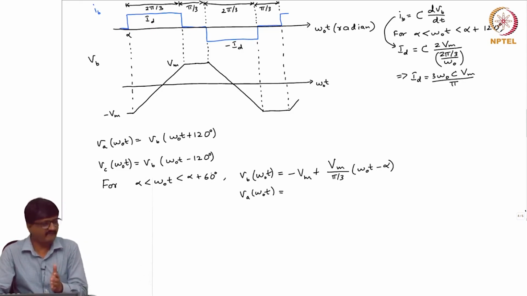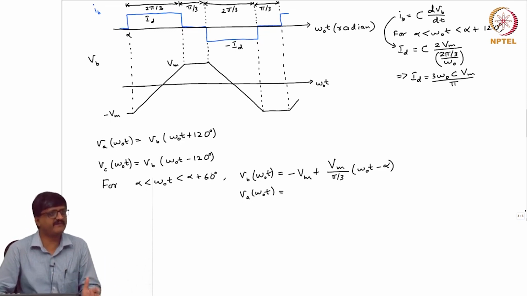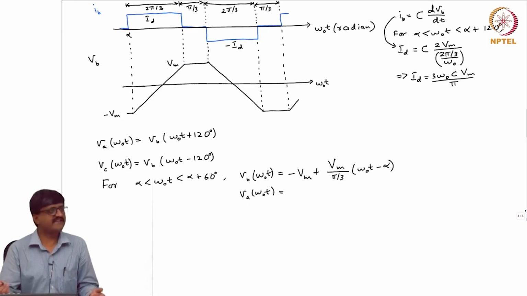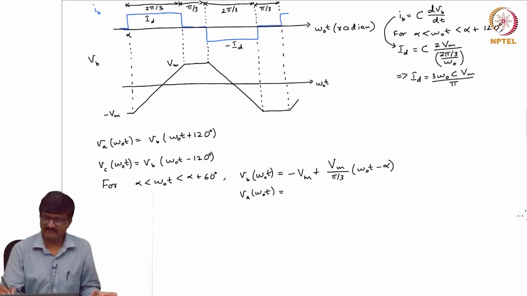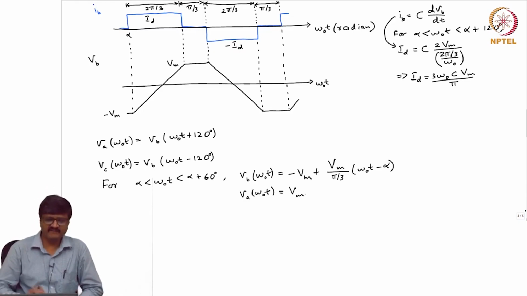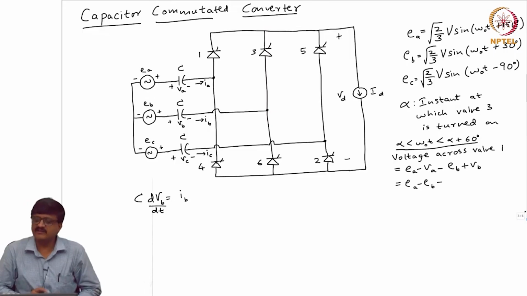See, you have Vb, shift it to the left by how much? 120. To get Va, you have to shift Vb to the left by 120 degrees. So, for alpha to alpha plus 60, Va is equal to Vm. So, we have the expressions for Va and Vb from alpha to alpha plus 60. Substitute this in the expression for voltage across valve 1.